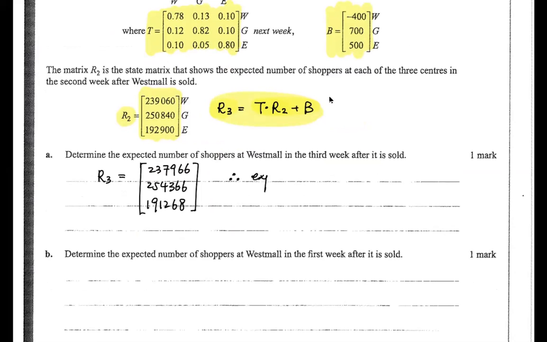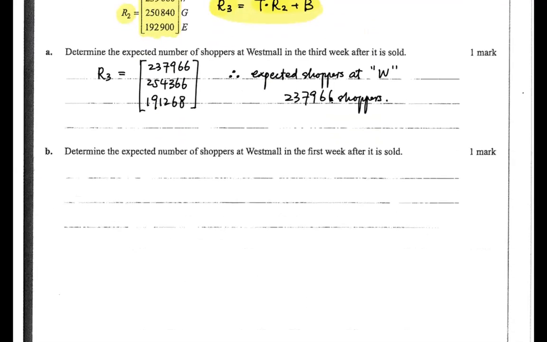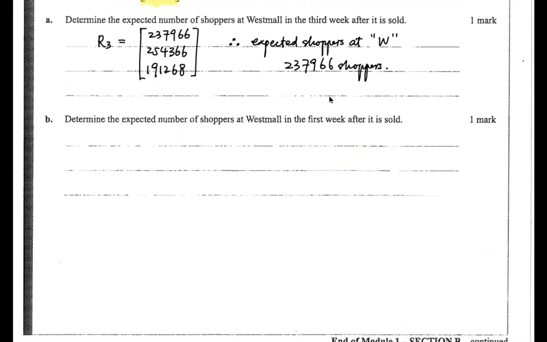Therefore, expected shoppers at W, 237,966 shoppers. Determine the expected number of shoppers at Westmore in the first week after it is sold.